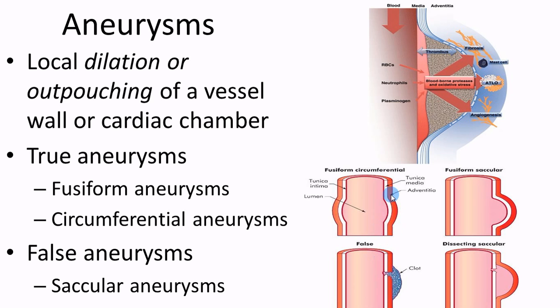So it's an actual localized dilation. An aneurysm just means it's bulging. When you have a rupture, that's when you pop it, right? That's when people bleed to death because they've had an aneurysm rupture. A lot of people misuse that term, right?